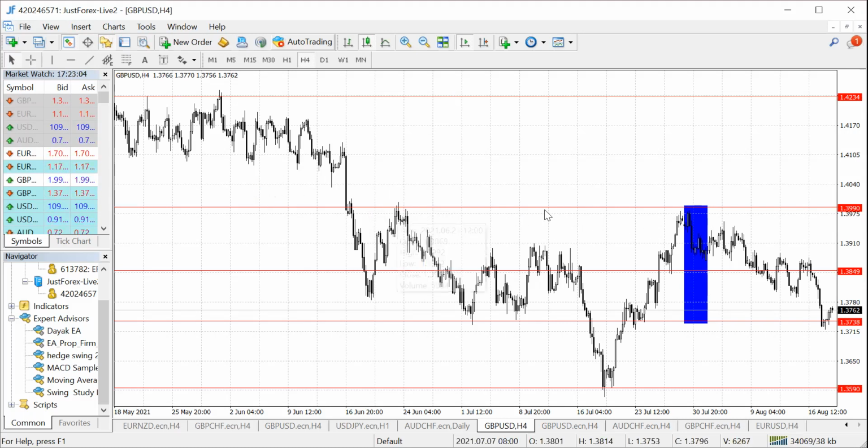I was expecting the GBP USD to continue going down, like you can see. When price reached this point, 1.3990, price was rejected. And after rejection, bears took control of the market, and that's why we were able to get some.